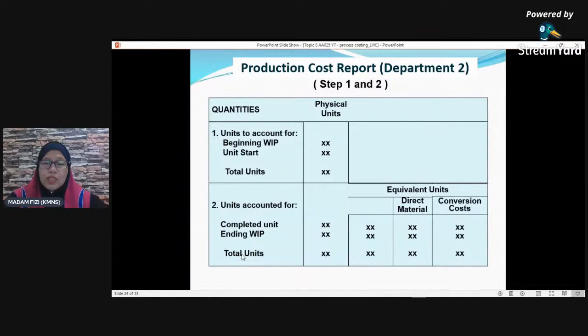For department 2. Okay, just now is department 1 and now is for department 2. Step 1 and step 2 are the same, only with the addition of transferred in. Like department 1 had only two, that is the direct material and conversion cost. But in department 2 there is one more box, that is the transferred in. The rest are the same, where total unit step 1 equals total unit step 2.